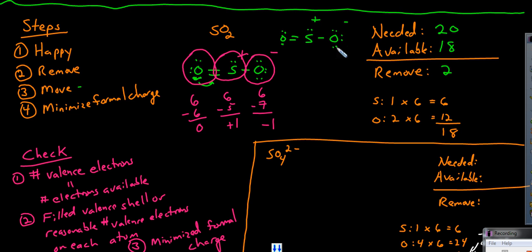So we need to move some electrons from the negatively charged element to the positively charged element. Transfer these electrons in to form a bond between the sulfur and oxygen, so that now we get a double bond there.